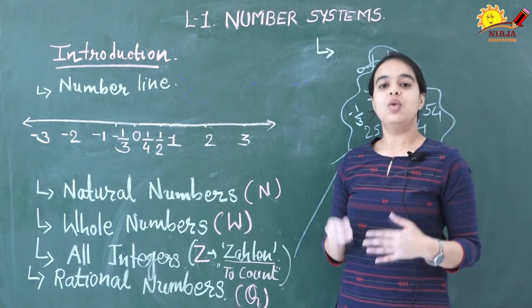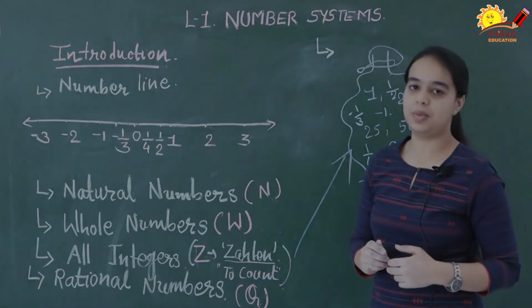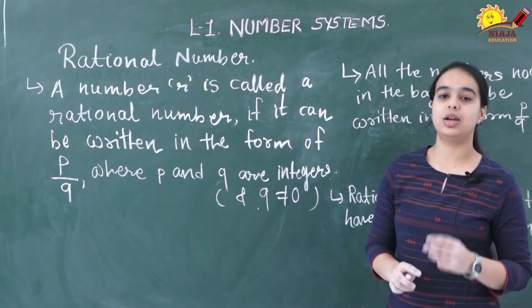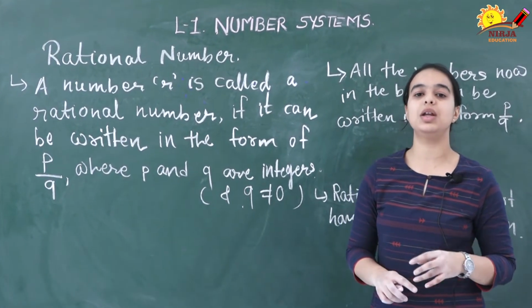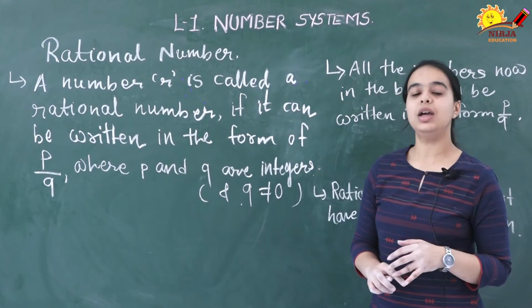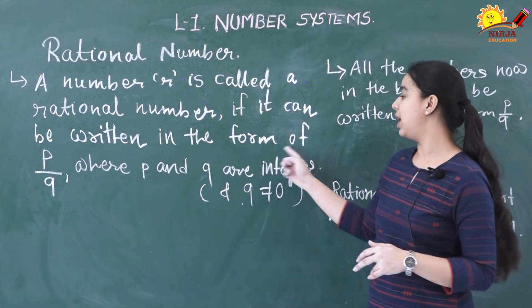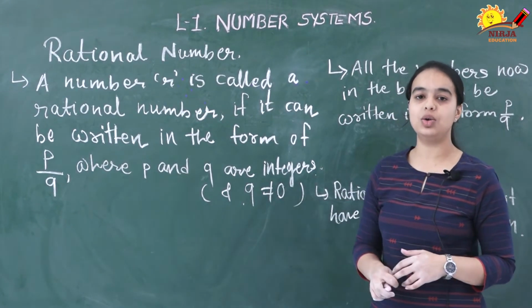Now let us see what we mean by rational numbers. A number r is called a rational number if it can be written in the form p by q, where p and q both are integers and q is not equal to 0.